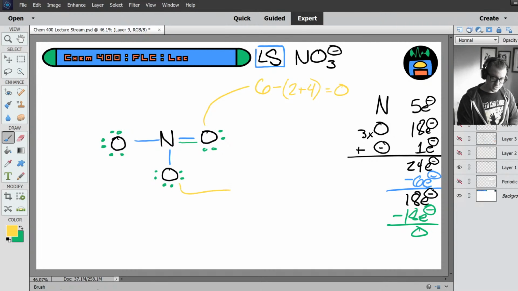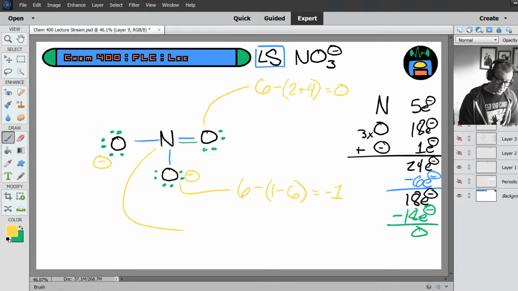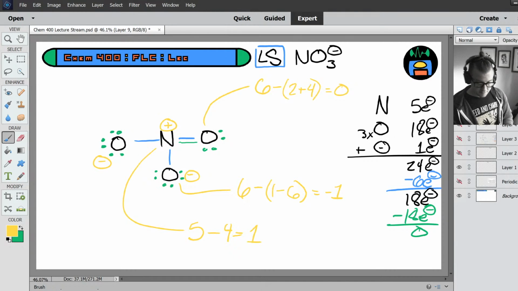If we look at this oxygen, again, 6 when it's neutral. This oxygen has 1 bond, so that's 1 electron. It has 6 electrons worth of lone pairs, so this oxygen will have a formal charge of -1, same as this one. And then nitrogen, when it's neutral, has 5 electrons here. It has no lone pairs and 4 bonds. 5 minus 4 is +1, so nitrogen will have a formal charge of +1.